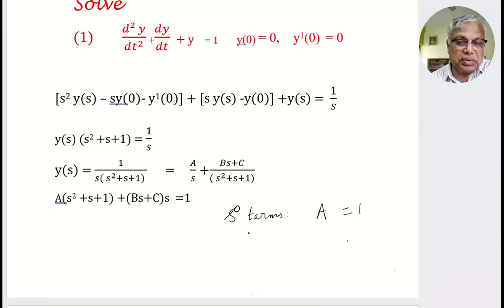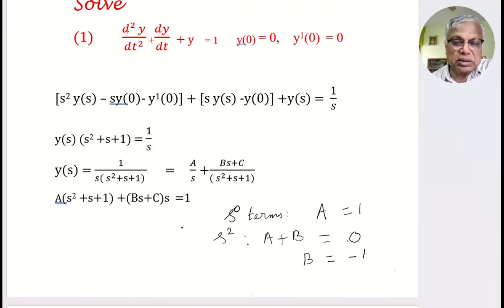Next, let us compare the s square term. If you compare the s square term, on the left hand side you have A s square and you have B s square. So the left hand side s square coefficient is A plus B. On the right hand side there is no s square term, so 0. So already you got A is 1. So this means B is minus 1.